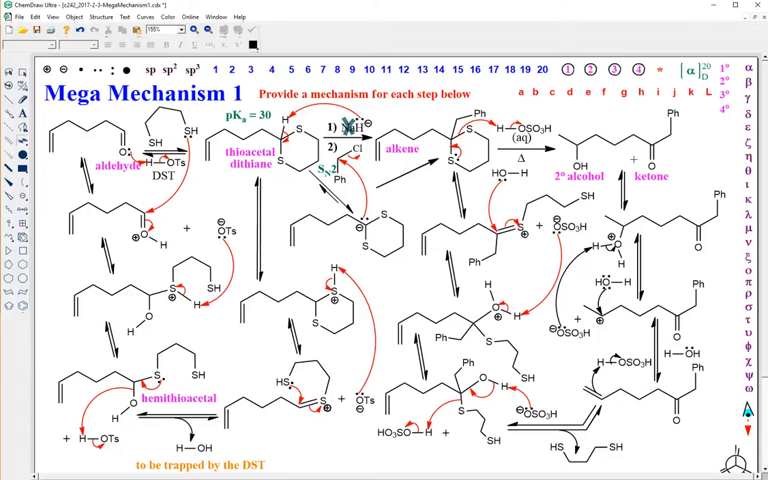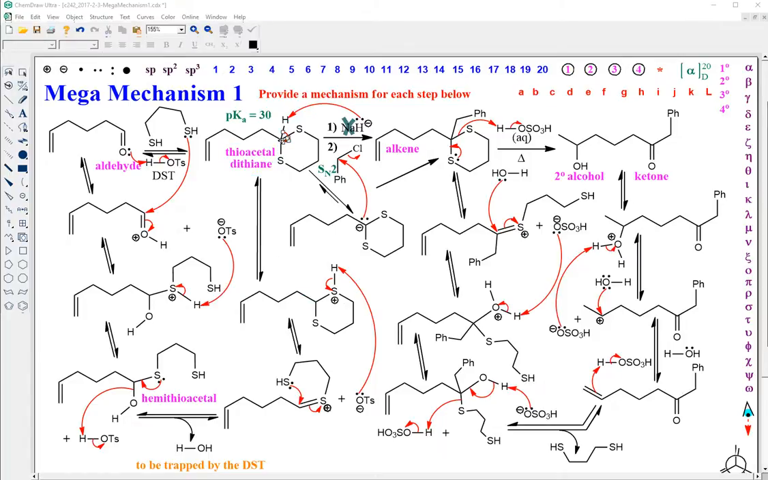MegaMechanism1 Part 2. In summary, to convert an aldehyde to a thioacetal, also known as a dithiane, you must first protonate the carbonyl using sulfuric acid or toluene sulfonic acid, illustrated here. Then attack with an alcohol or a thiol, illustrated here, to make a sulfonium ion, which must be neutralized using the conjugate base of your acid catalyst. The hemithioacetal is then dehydrated using the catalyst's acid once again. An activated carbon double bond to sulfur with a plus is attacked by the second thiol, which is neutralized by the conjugate base of the strong acid to give the thioacetal.